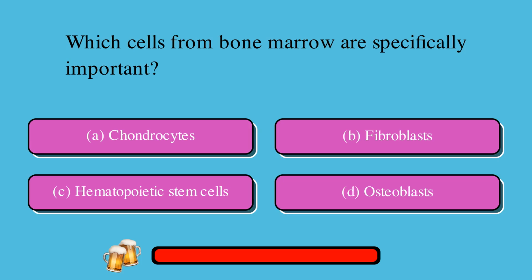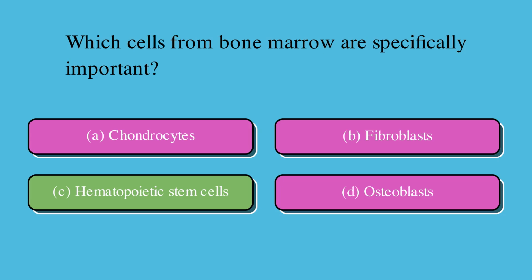Which cells from bone marrow are specifically important? A. Chondrocytes, or B. Fibroblasts, or C. Hematopoietic stem cells, or D. Osteoblasts? The correct answer is C. Hematopoietic stem cells.